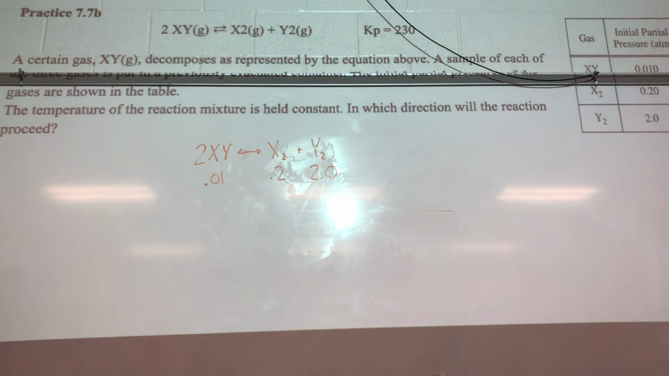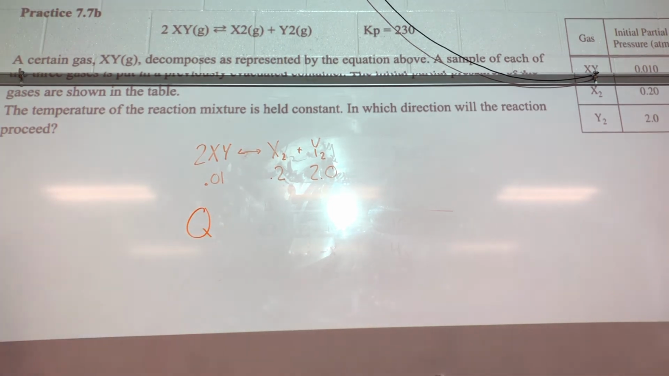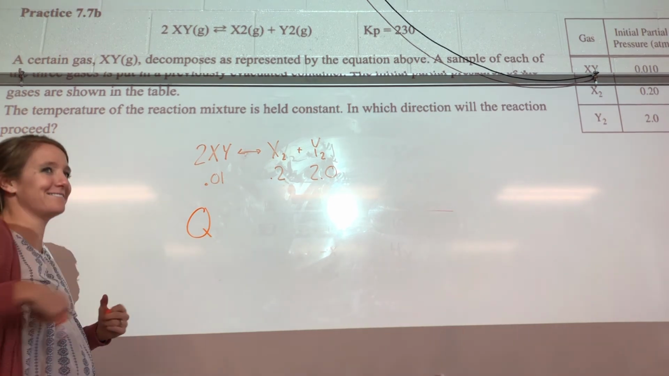So this is a case when you have initial conditions and you're trying to figure out what it's going to do to get to equilibrium. This is where we're going to bring up the value of Q that we introduced last time. Does anyone remember what Q was? We really didn't talk about it a ton last time, we were so focused on K. Reaction quotient. Good job, Macy.